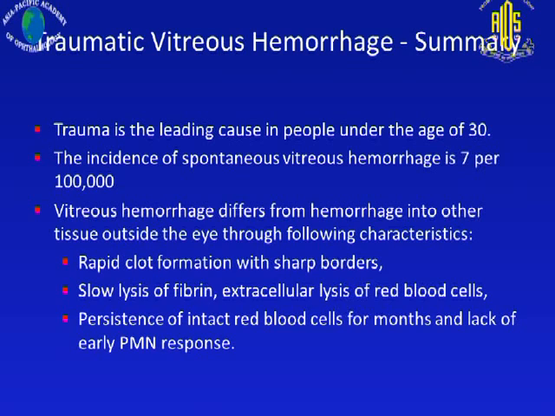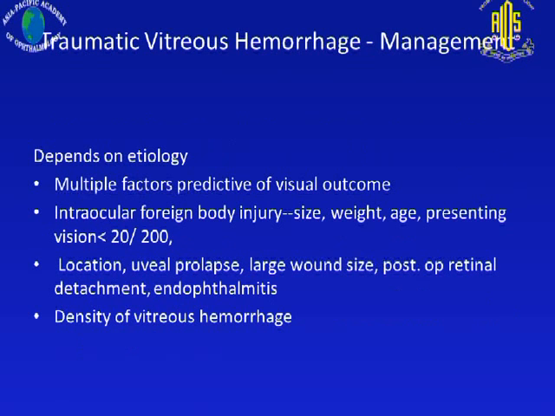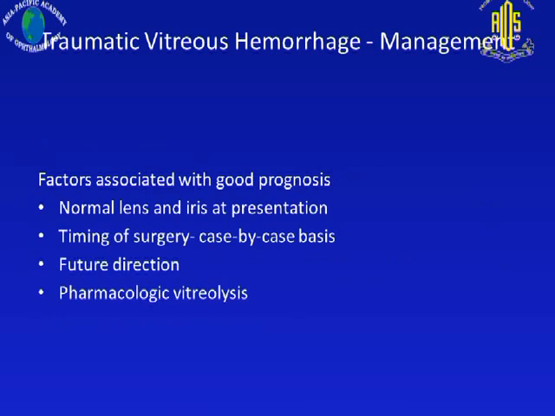The incidence of spontaneous vitreous hemorrhage is 700,000, and it differs from hemorrhage in other tissues. The management depends on biology. Multiple factors predict the outcome of the hemorrhage. Intraocular foreign body size, shape, weight, and presenting vision of less than 20/200 carry a bad prognosis. Of course, the location, vitreous prolapse, large wound size, post-op retinal detachment, endophthalmitis, and the density of vitreous hemorrhage determine the prognosis. What are the factors associated with a good prognosis in a hemorrhage?